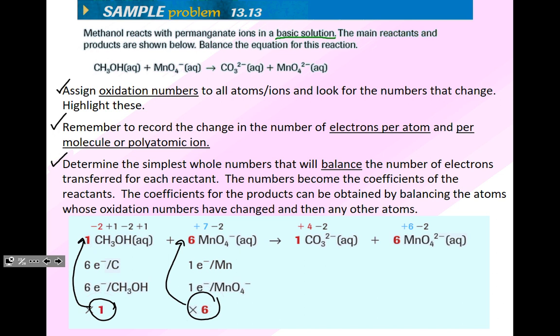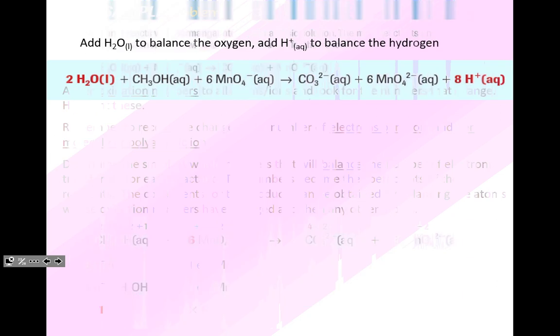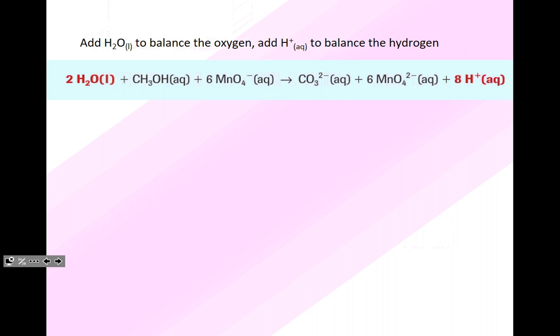The coefficients for the products can be obtained by balancing the atoms whose oxidation numbers have changed and then any other atoms. In this case here, there's 6 Mn, so I have to make sure there's 6 on this side. There's 1 carbon here. I have to make sure there's 1 carbon here. And then we add water to balance the oxygens, and we add H+ ions to balance the hydrogens.